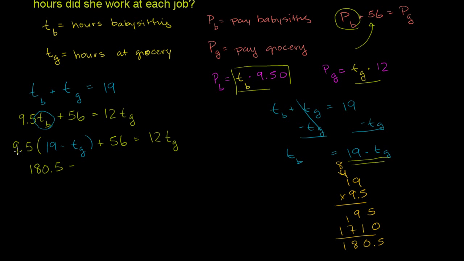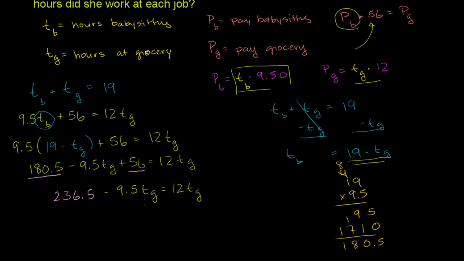So 180.5 minus 9.5 times the time at the grocery, plus 56, is equal to 12 times the time at the grocery. Now what's 180.5 plus 56? Let's add just those two terms to simplify it. 180 plus 50 would be 230, so this will be 236.5 minus 9.5 times the time at the grocery is equal to 12 times the time at the grocery.